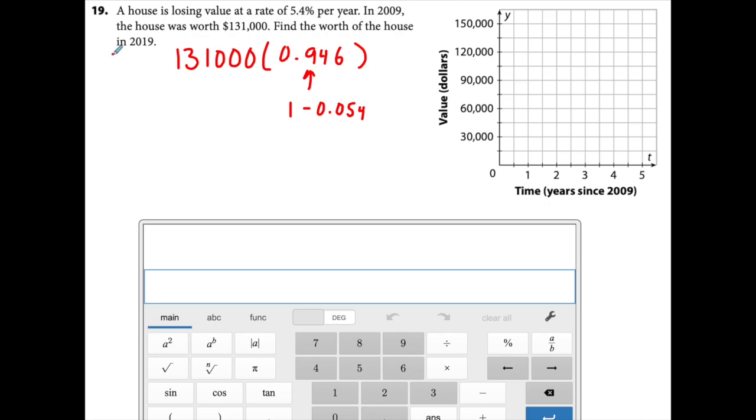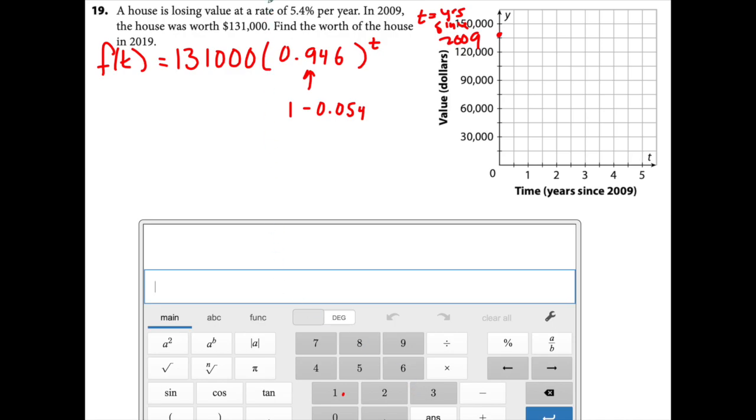And so my function that I want is f of t equals 131,000 times 0.946 to the power of t, where t equals years since 2009. In this case, this is a tough graph to work with. It looks like it's going up by 15,000s, so it looks like I'm somewhere around here. I'll see what happens. This actually doesn't go all the way up to 2019. So let's take a look.